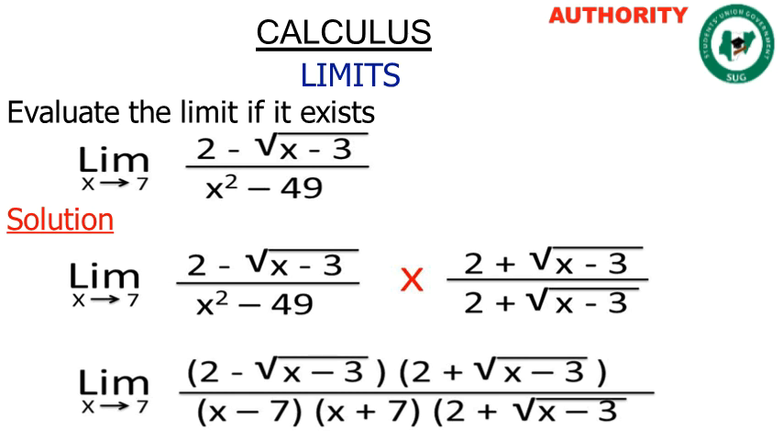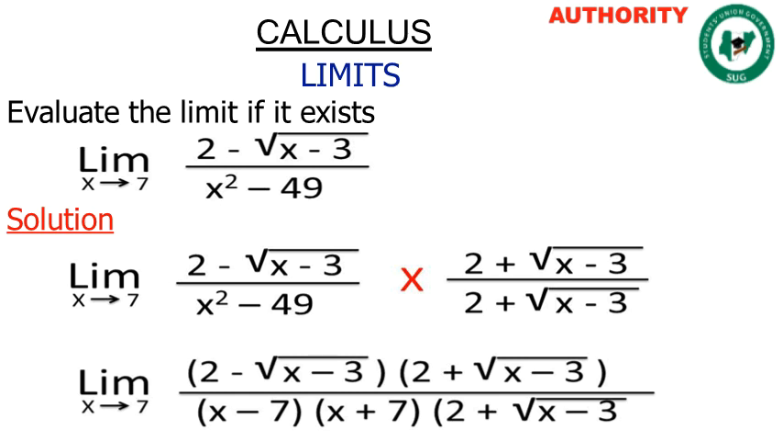Since this is a difference of two squares, we are going to have (x minus 7)(x plus 7). Please perform this operation, x minus 7 times x plus 7, and see what it gives you. It will give you x squared minus 49. Then times (2 plus the square root of x minus 3).